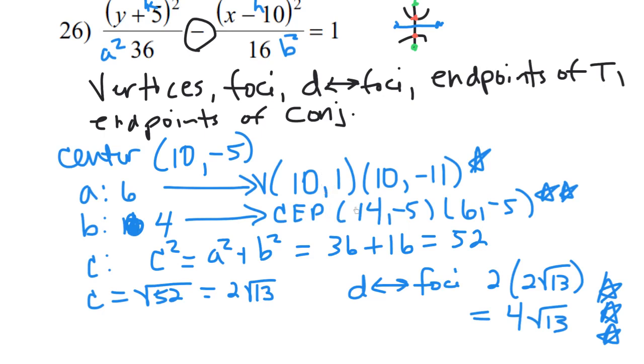So I didn't write down the foci, but it would have been the same value as the center, except plus or minus 2 root 13. And then the distance between the foci is just the foci distance, which is c, added to itself, or multiplied times 2. So I get 4 root 13 for the distance between the foci. And that's it for this problem.